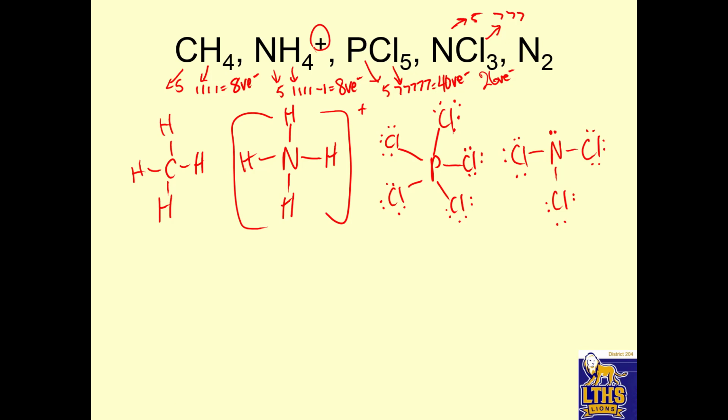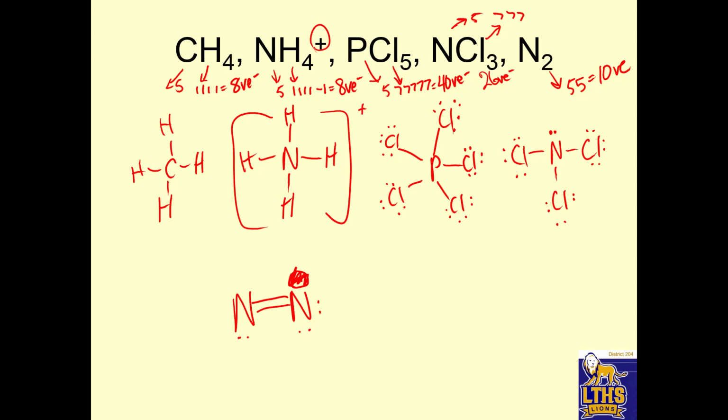These are bonding pairs. N2, we've got 5, 5, 10 valence electrons. So N bonded to N, 2, 4, 6, 8, 10. Uh-oh, ran out of valence electrons. What do I do? Run away? No, no, no, don't run away. Let's take these two and put them in between.